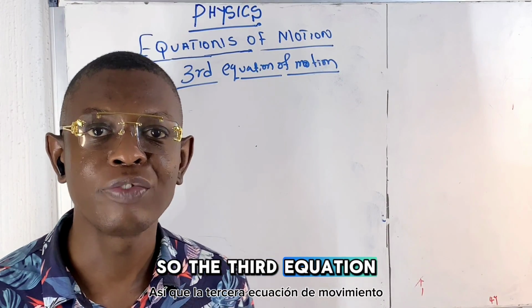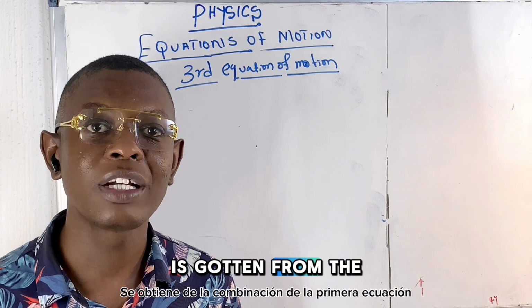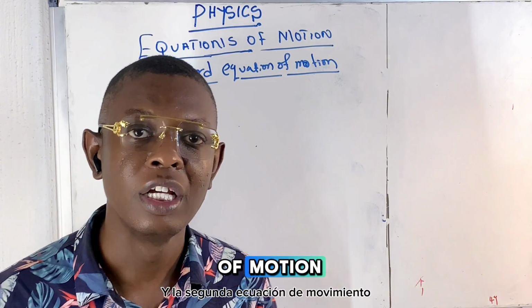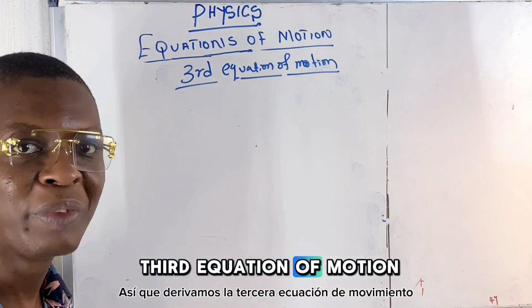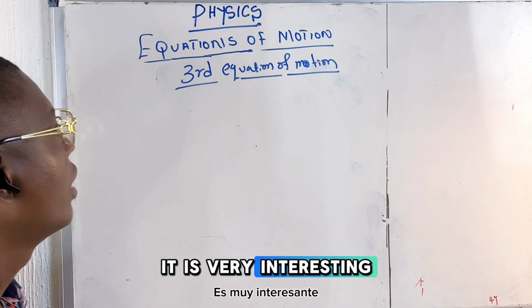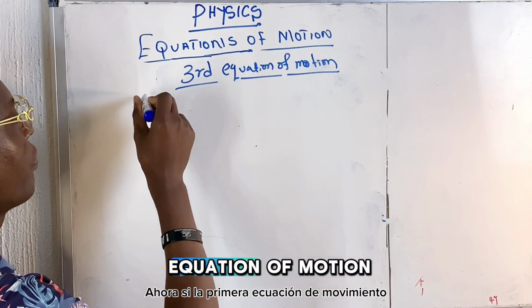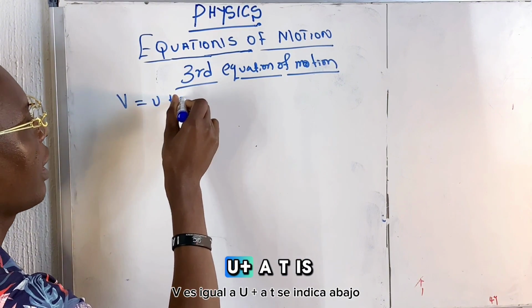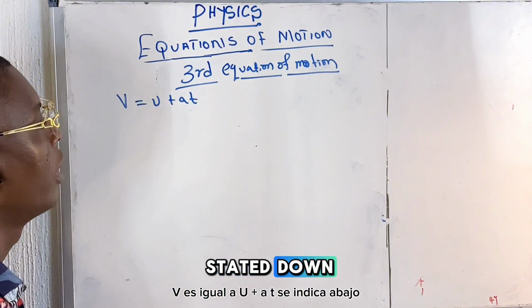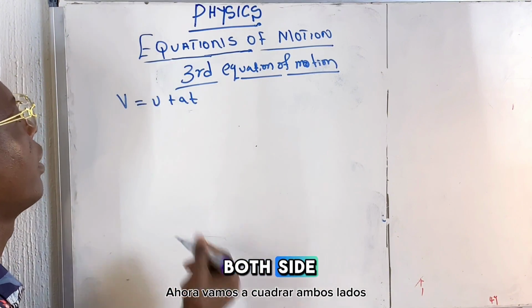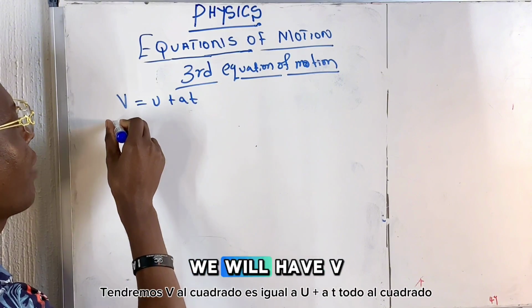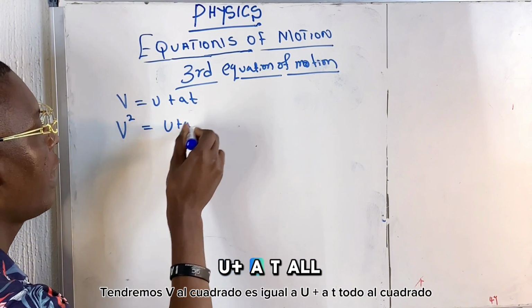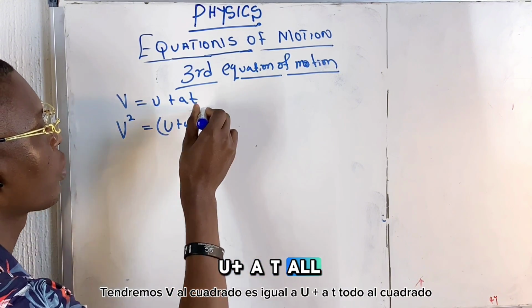So the third equation of motion is gotten from the combination of the first equation and the second equation of motion. So let's derive the third equation of motion. It is very interesting. Now, if the first equation of motion, V is equal to U plus AT, is stated down, now let us square both sides. Squaring both sides, we will have V squared is equal to U plus AT all squared.